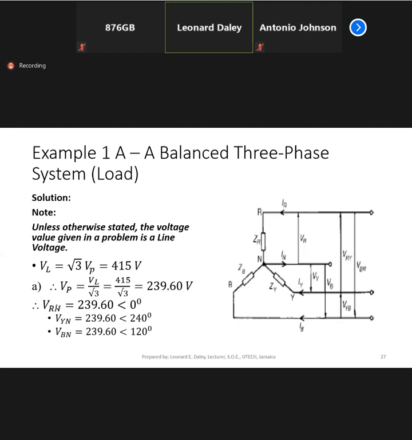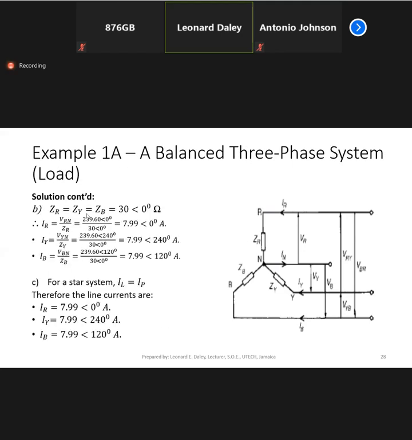So we can now write our phasors. VRN is 239.6 at angle 0. VYN is 239.6 at angle 240. And VBN is 239.6 at 120. All right, so once we define our voltages, then we can find our currents.